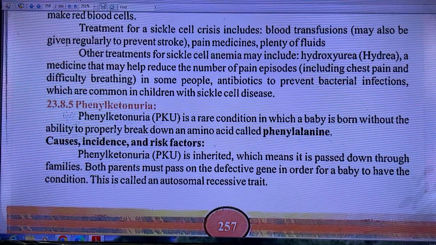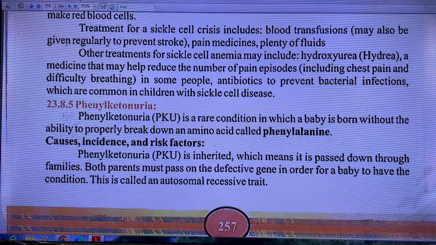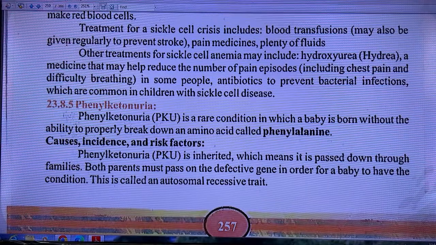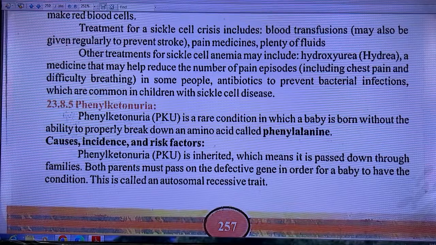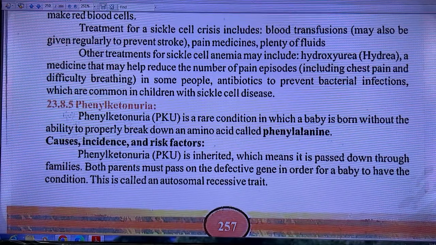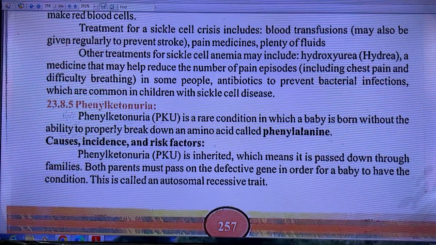Phenylketonuria. Phenylketonuria is a rare condition in which a baby is born without the ability to properly break down an amino acid called phenylalanine. Causes, incidence, and risk factors. Phenylketonuria is inherited, which means it is passed down through families. Both parents must pass on the defective gene in order for a baby to have the condition. This is called an autosomal recessive trait.